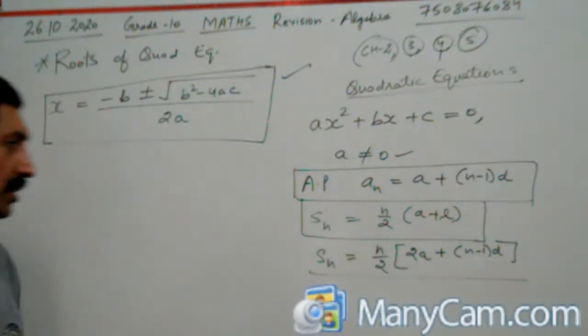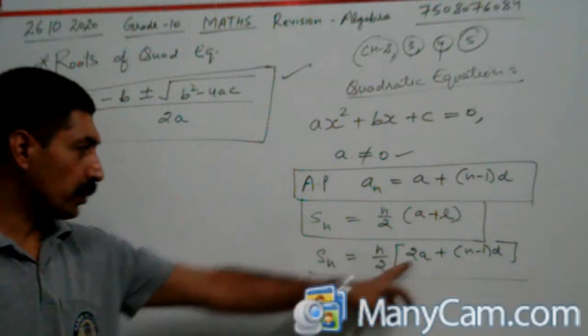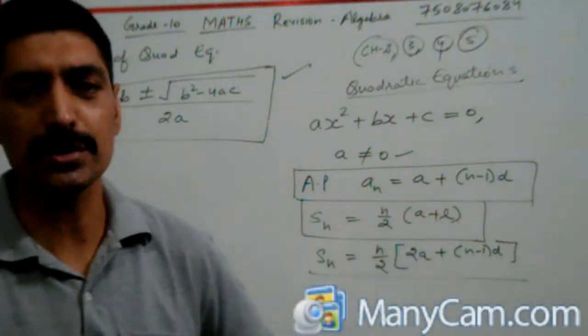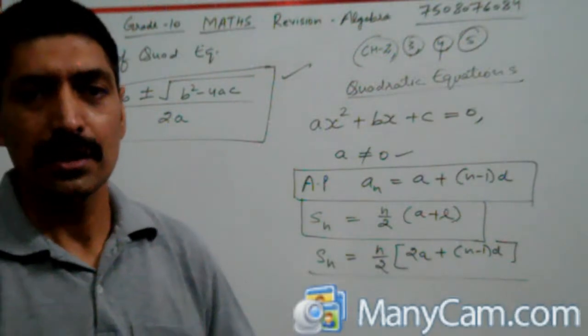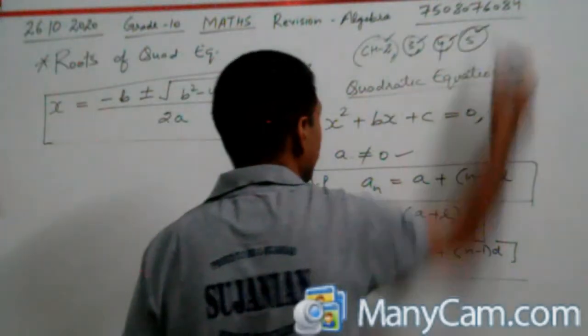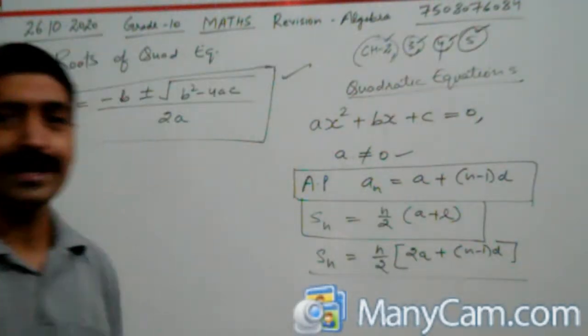N minus 2, n by 2 into 2a plus n minus 1 into d. And there are so many application-based questions, simple questions. These chapters, chapter 2, 3, 4 and 5, are all part of our algebra here.